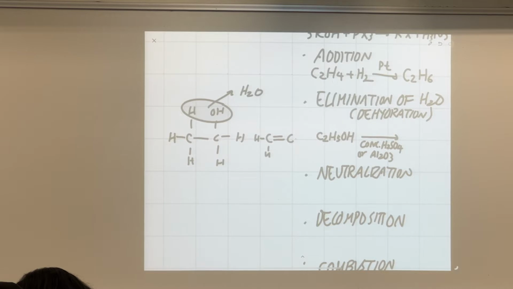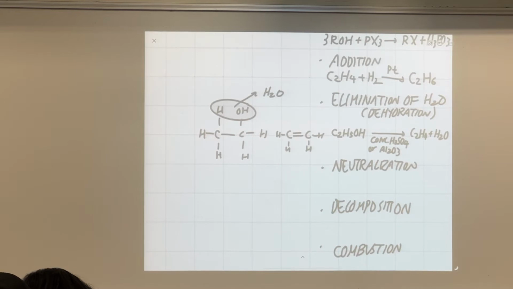So you have C2H4, and don't forget to put H2O in here. If you don't put H2O, it will not be balanced. So that's what dehydration means. When you dehydrate substances, you remove OH from one carbon, you remove H from an adjacent carbon. Remember this? Okay, and then neutralization, something a lot easier.